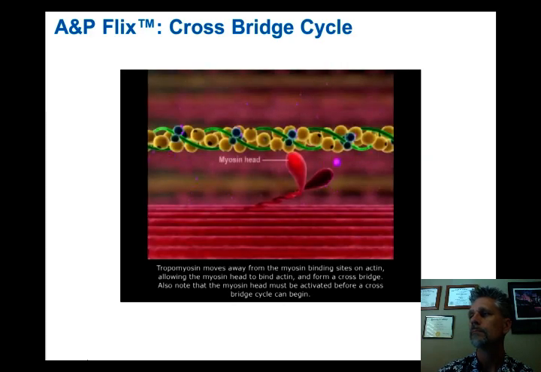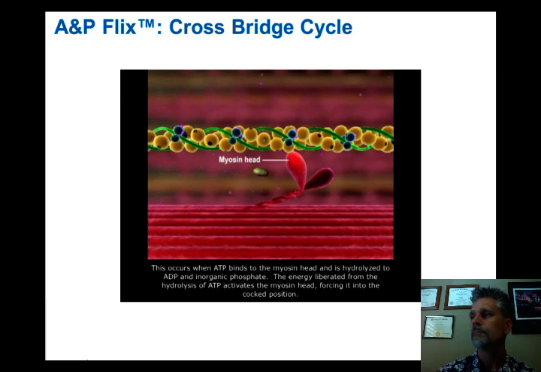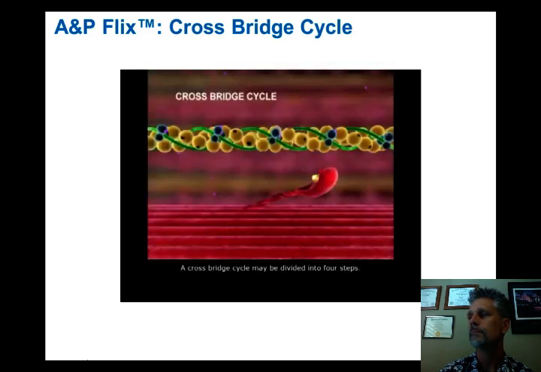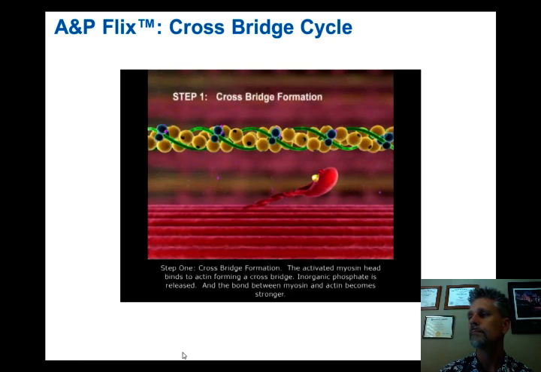Also note that the myosin head must be activated before a cross bridge cycle can begin. This occurs when ATP binds to the myosin head and is hydrolyzed to ADP and inorganic phosphate. The energy liberated from the hydrolysis of ATP activates the myosin head, forcing it into the cocked position. A cross-bridge cycle may be divided into 4 steps. Step 1. Cross-bridge formation. The activated myosin head binds to actin, forming a cross-bridge. Inorganic phosphate is released, and the bond between myosin and actin becomes stronger.